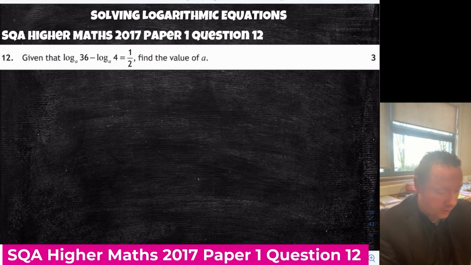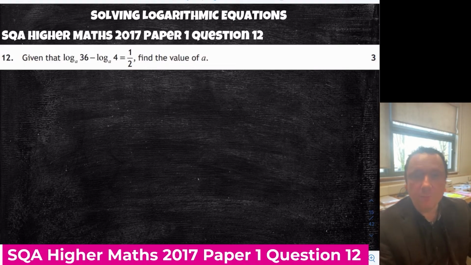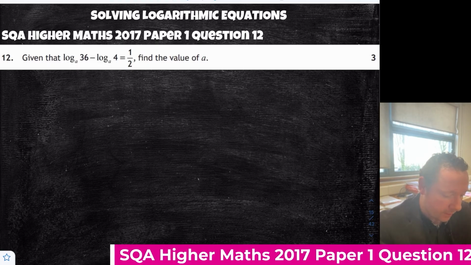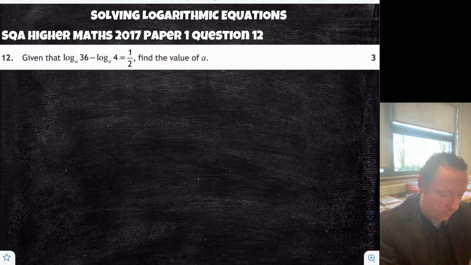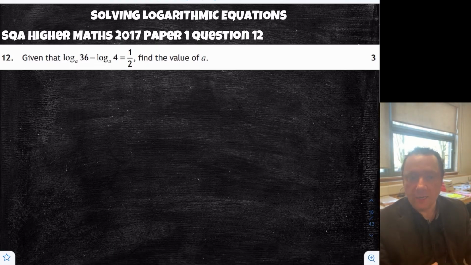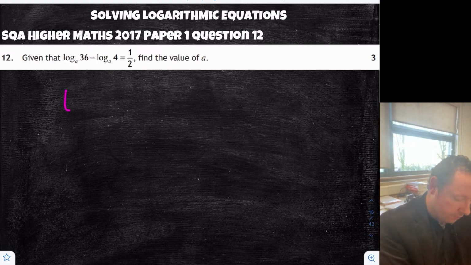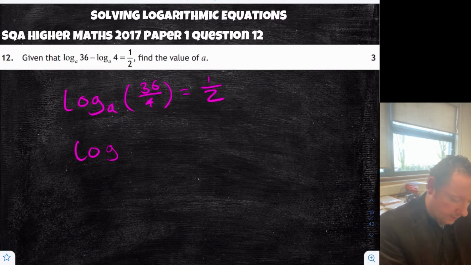Solving logarithmic equations, SQA Higher Maths 2017 Paper 1 Question 12. Given log a 36 minus log a 4 equals a half, find the value of a. So these are rules of logs to combine the logs. So that can give me log base a, and we've got 36 divided by 4 because of a minus, equals 1/2. So log base a, 36 divided by 4 is 9, equals a half.